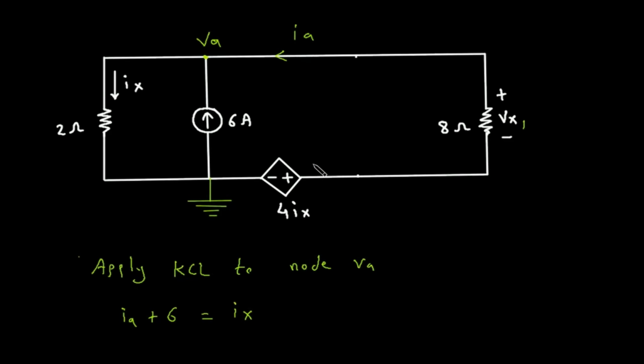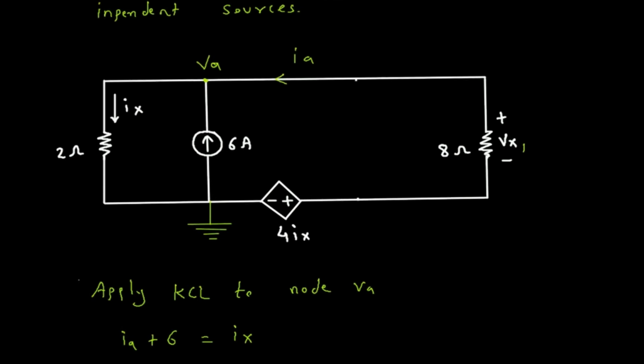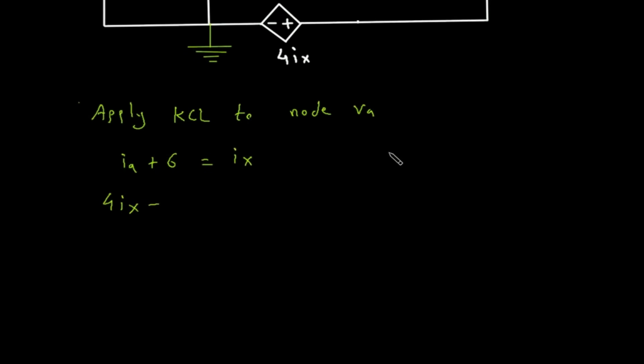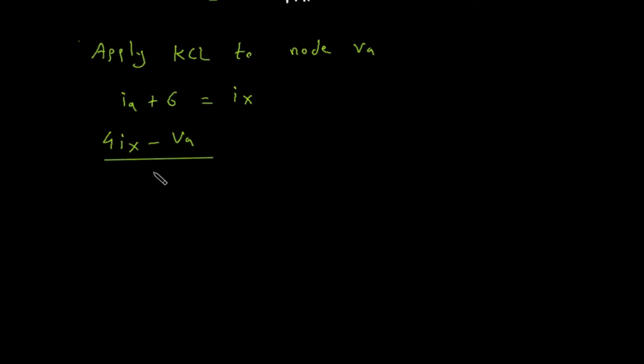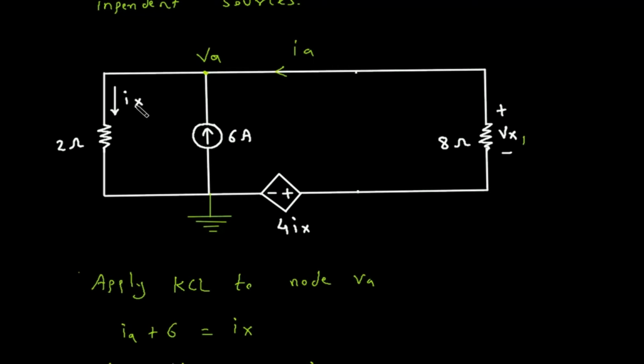Now IA is 4Ix minus VA by resistance. The resistance value is 8 ohm. So IA plus 6 is equal to Ix. Or we can write the value of Ix as VA minus 0 by 2.